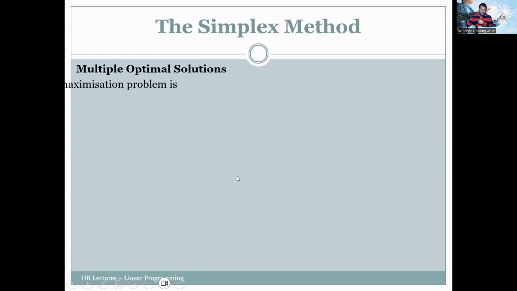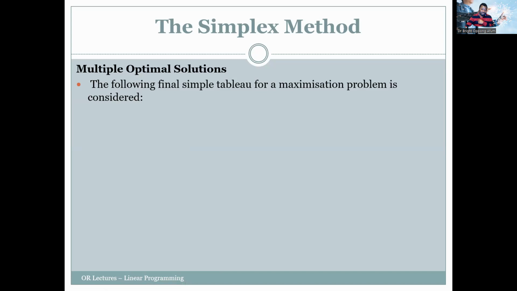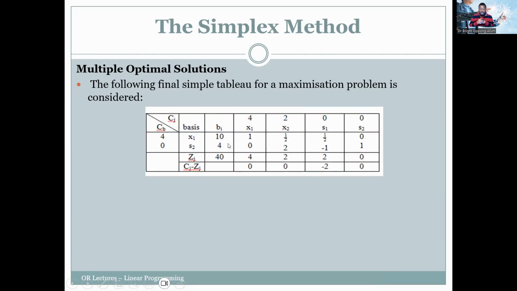Okay. Then what if we have multiple solutions? Let's use this example as the final tableau for a maximization problem. Now we see that the tableau shows that the solution is optimal. Why? Because Cj minus Zj is less than 0, or there is no positive Cj minus Zj value.